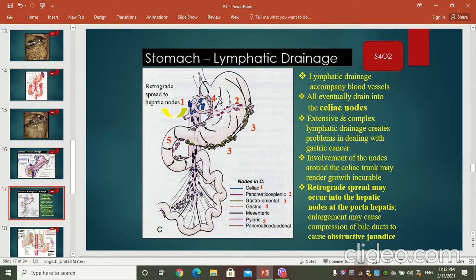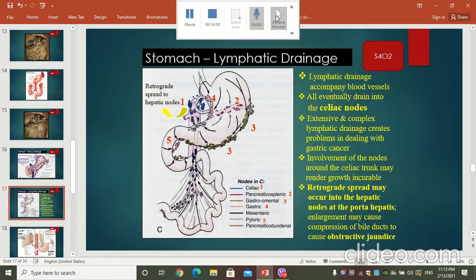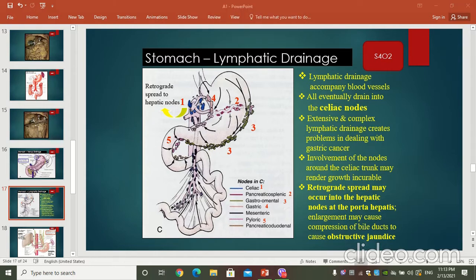All these lymph nodes are distributed along the arteries of the greater curvature, and also of the lesser curvature, which are the right and left gastric arteries and right and left gastroepiploic arteries. They drain into the splenic lymph nodes, and eventually they drain to the celiac lymph nodes.